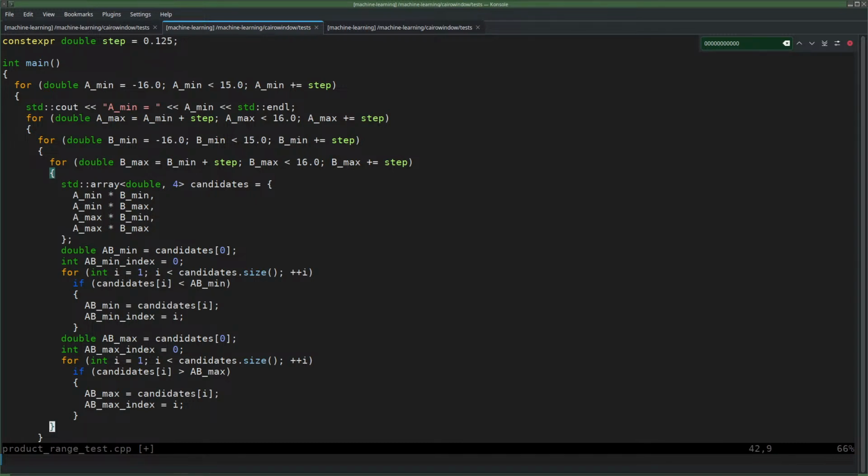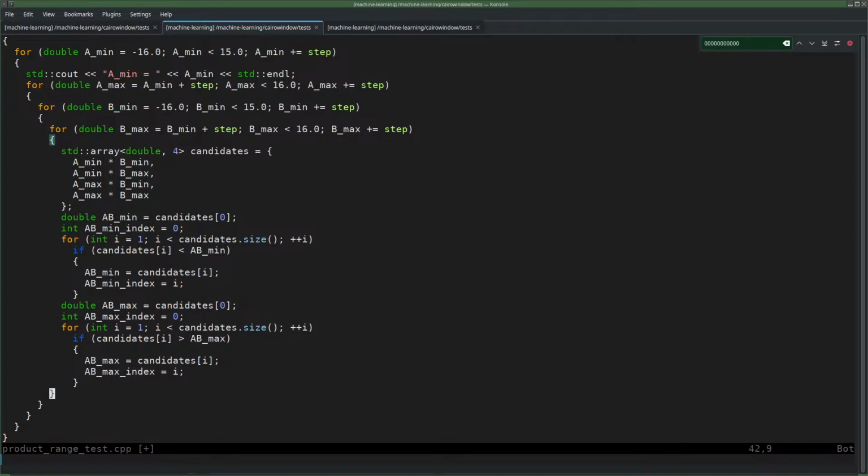Now, I'm pretty sure that if both A min and B min are positive, then this one is always going to be 0, and this is always going to be a 3. So let's just for fun start with an assert for that. So here we could do assert.